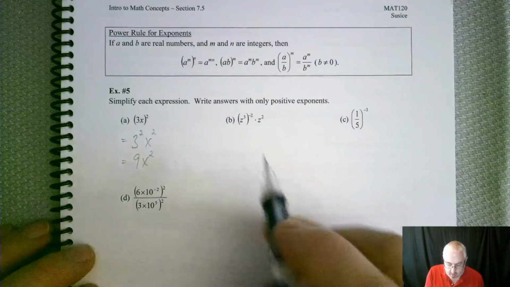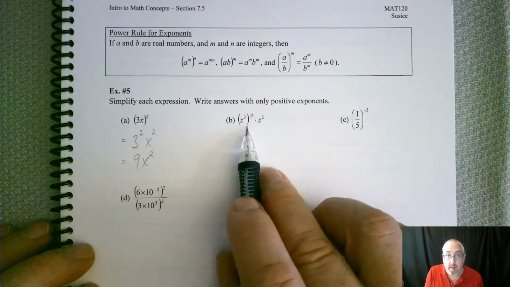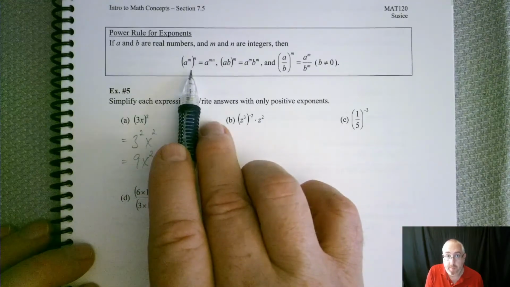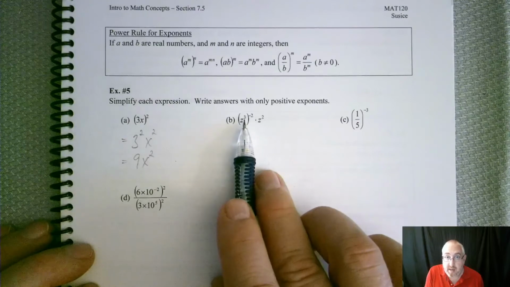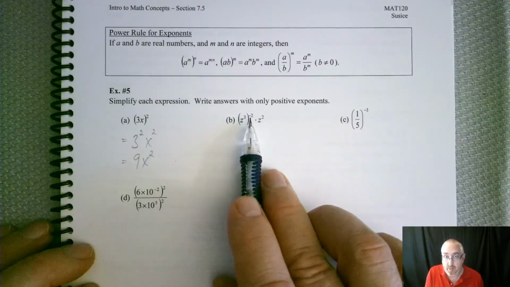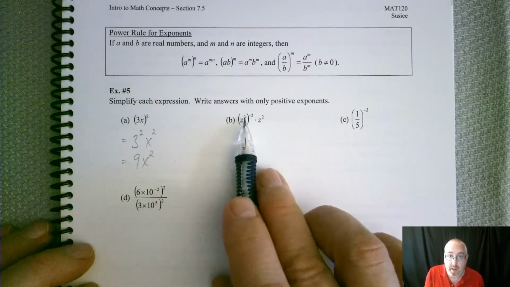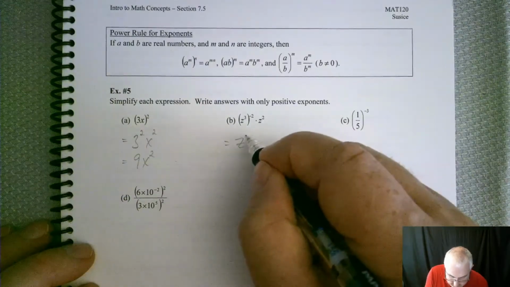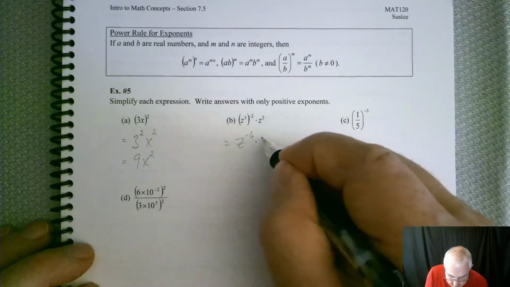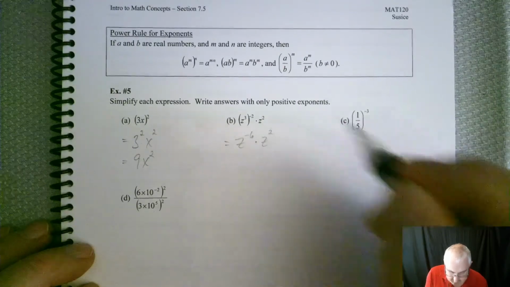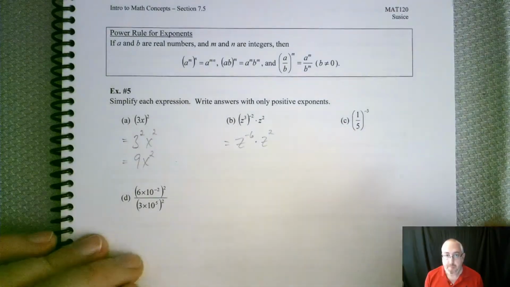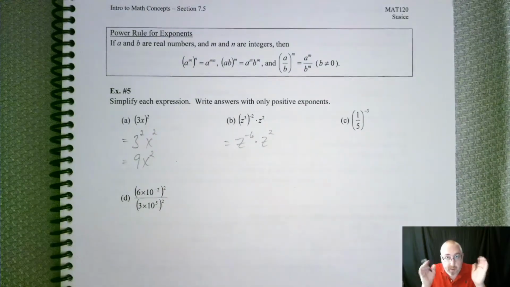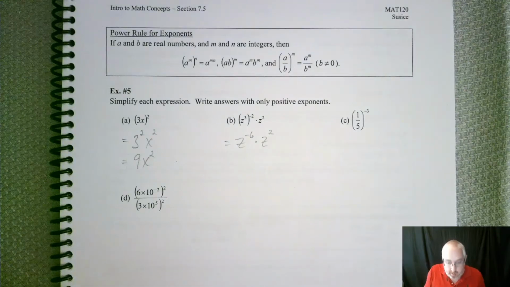Okay. What about this one? Now we're applying the first rule of the power rule, and we're going to have an exponent on the inside and an exponent on the outside. So we got to distribute it and multiply it in. So this should be z to the negative 6 times z to the second. So that's step 1. Multiply those exponents together. So think parentheses and multiplication go together.